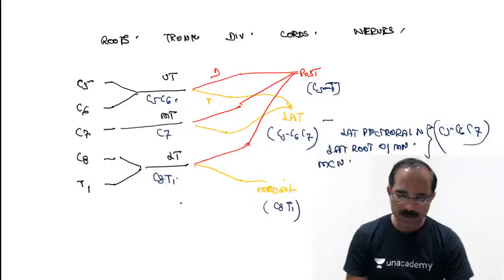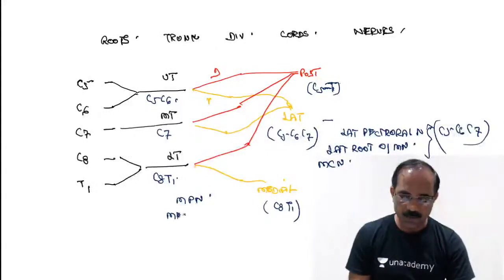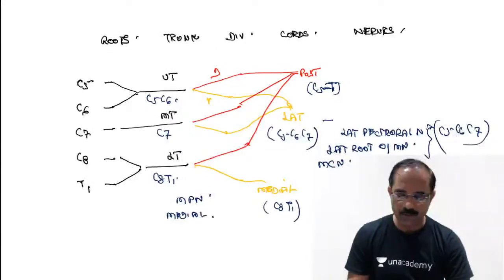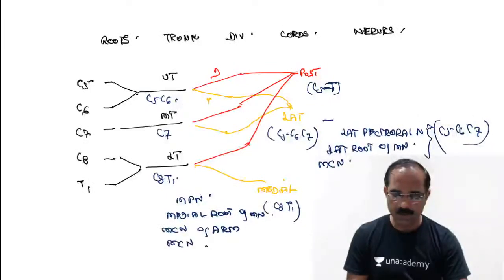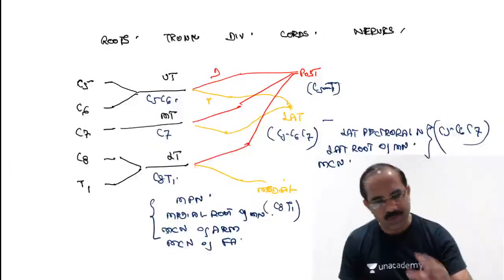What are the branches of the medial cord? That is the medial pectoral nerve. First two are the same: medial pectoral nerve, the medial root of the median nerve. Then the medial cutaneous nerve of the arm, and the medial cutaneous nerve of the forearm. What is the root value of these?